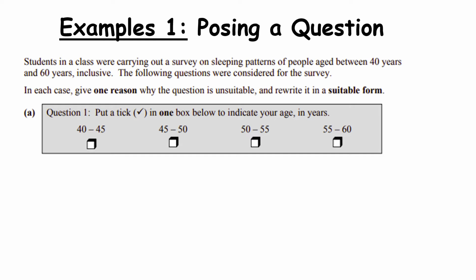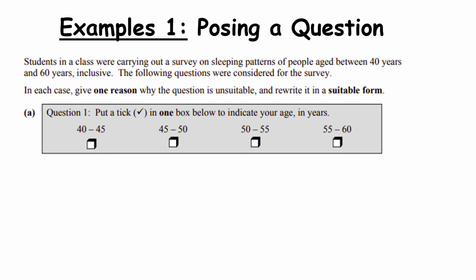Students in a class were carrying out a survey on sleeping patterns of people aged between 40 and 60 years inclusive. The following questions were considered for the survey. In each case, give one reason why the question is unsuitable and rewrite it in a suitable form. Question 1. Put a tick in one box below to indicate your age in years. The boxes are 40 to 45, 45 to 50, 50 to 55, and 55 to 60.